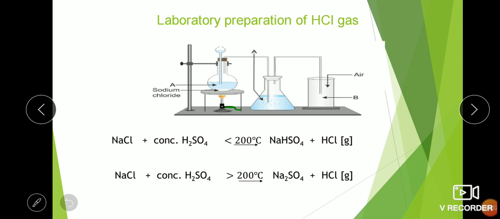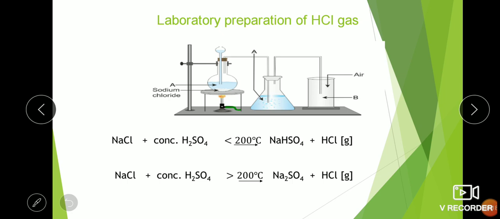We'll be doing sulfuric acid separately, but here you have to remember a few things about sulfuric acid. First thing is, sulfuric acid is dibasic in nature. What do we mean by dibasic? It can donate 2 H ions. Therefore it is dibasic in nature.